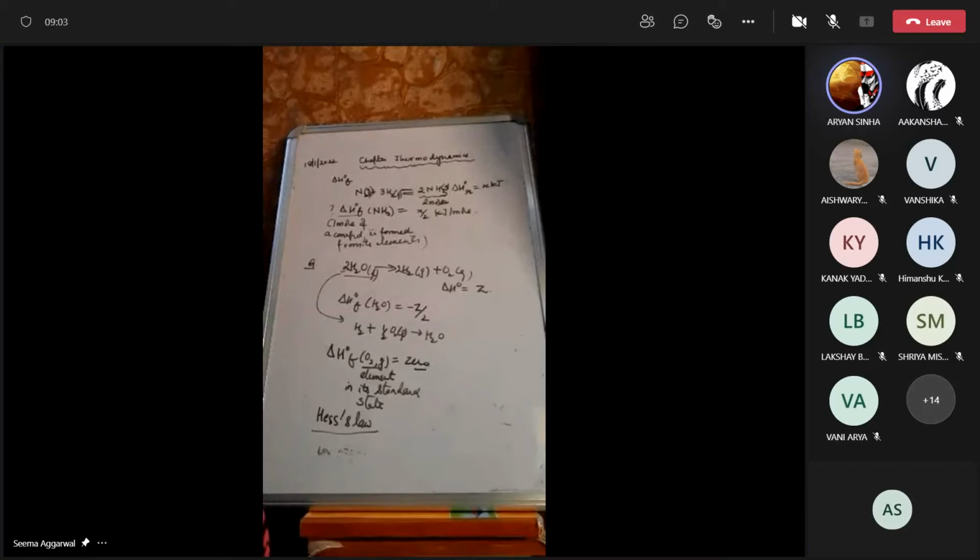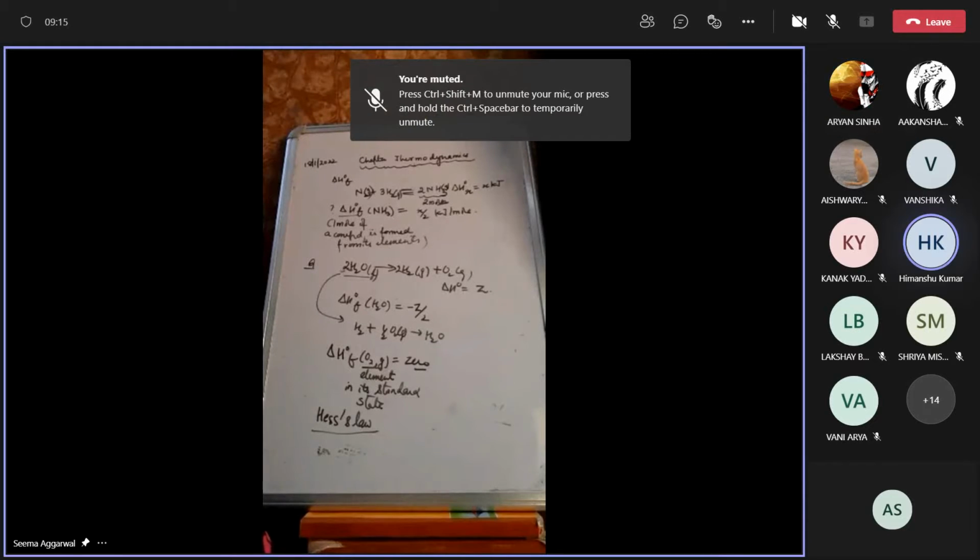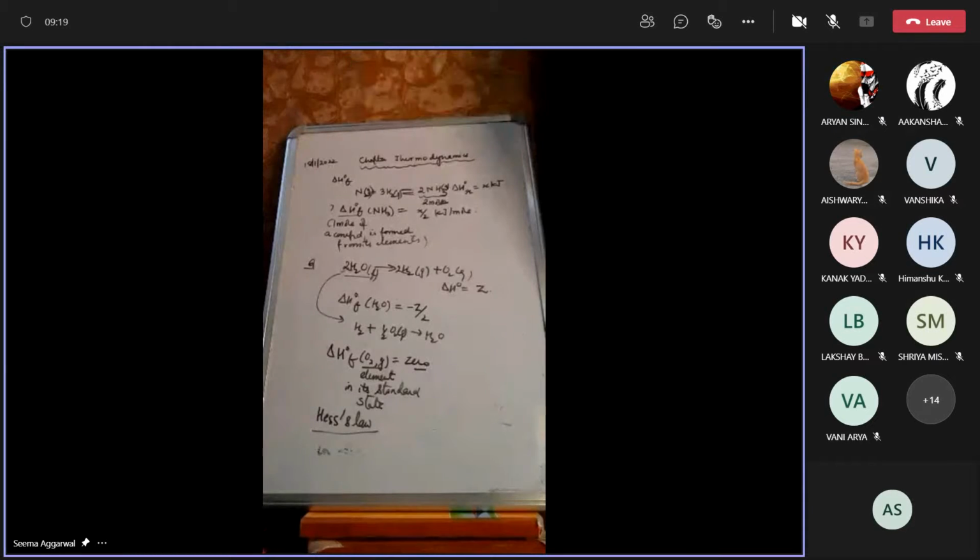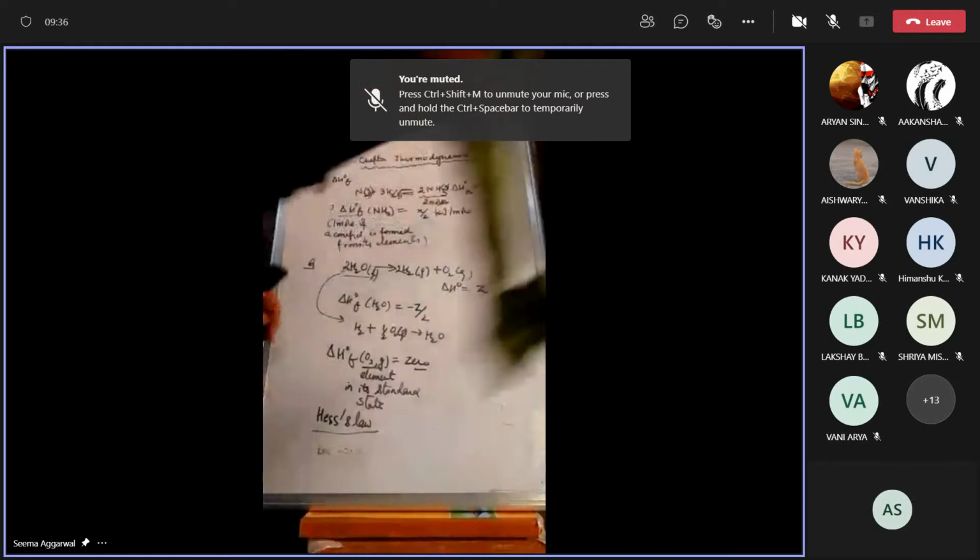Ma'am, energy change for a reaction remains the same whether the reaction takes place in one step or a number of steps. Yes. The enthalpy change for a reaction remains the same whether the reaction takes place in one step or in a number of steps. And that is a very important concept, because we have done a number of questions that were based on Hess's law only.